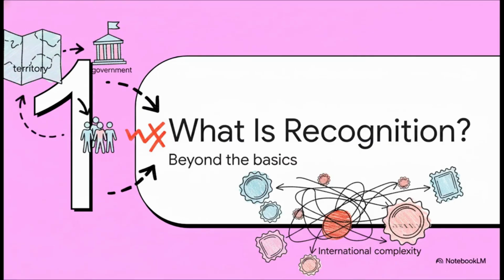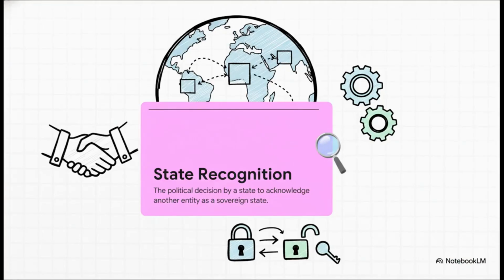So what exactly is recognition? You might think, hey, if you've got territory, a population, and a government, you're a country, right? Well, in the world of international relations, that's really just the starting point. At its core, state recognition is a political decision. It's one government formally saying to another, hey, we see you. We see you as an equal, as a sovereign state. It's not a status you can just declare for yourself. It's something that has to be given to you by others.